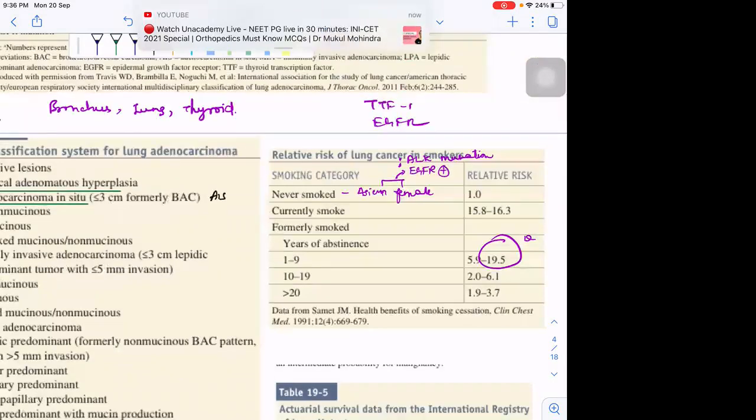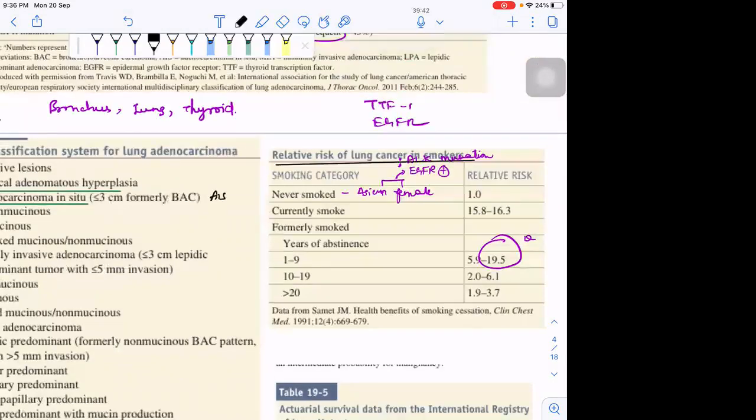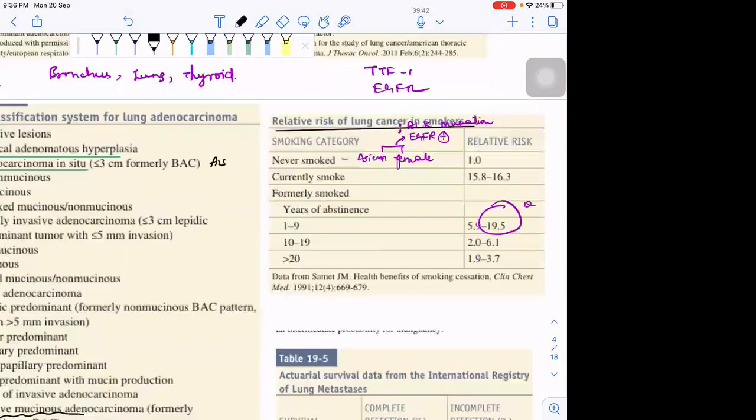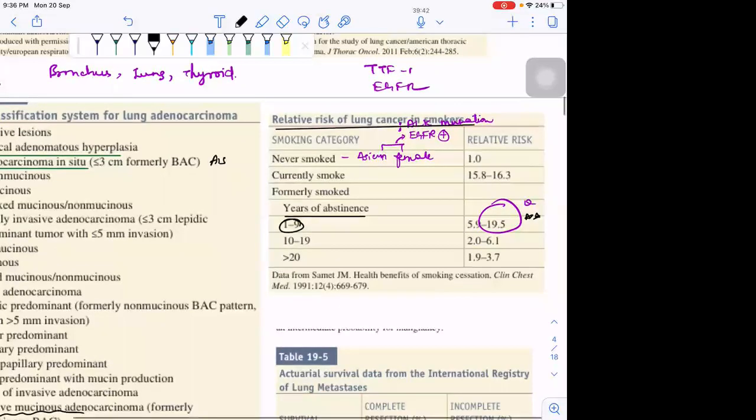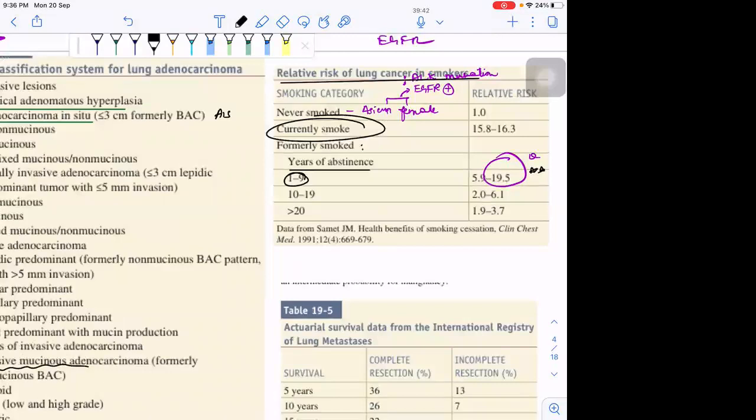And this is the relative risk of lung cancer in smokers. Who has the highest relative risk? One who stopped smoking, with years of abstinence of 1 to 9 years, has the highest risk, 19.5. They are at more risk than the current smokers. In the formerly smoked group, if they left smoking within 10 years, the relative risk is very high.